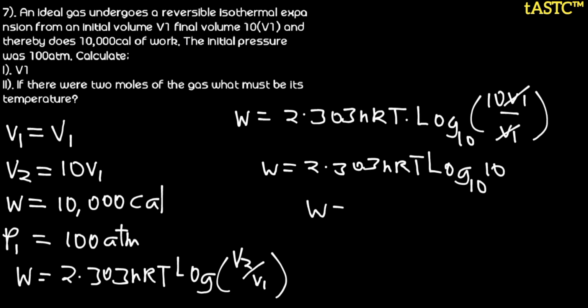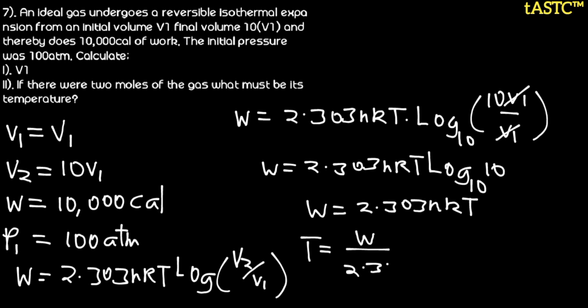So we would have W is equal to 2.303 nRT. We're going to find the temperature here first of all. So T is going to be W divided by 2.303 nR.